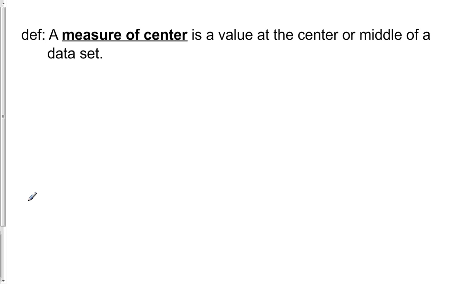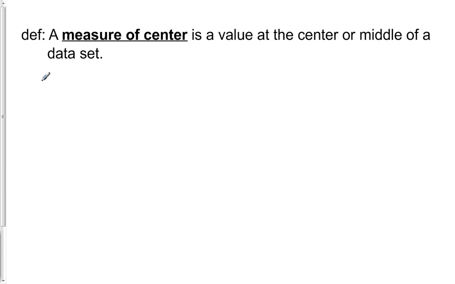So now we're going to talk about measures of center. A measure of center is just a value that's at the center or in the middle of a data set. We're going to look at three measures of center: the arithmetic mean, which we're just going to refer to as the mean, the median, and the mode of the data set.